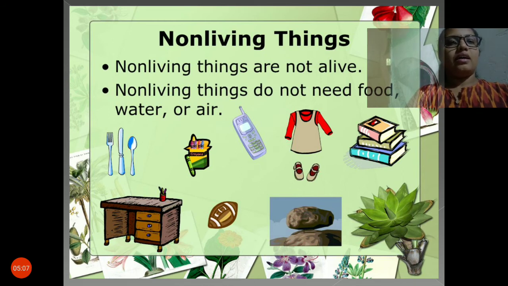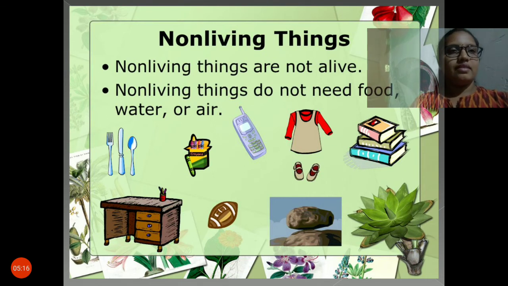Here again I have shown some pictures: table, some stone, shoes, books, your dress, phone, spoons. These are called non-living things. They do not need food.